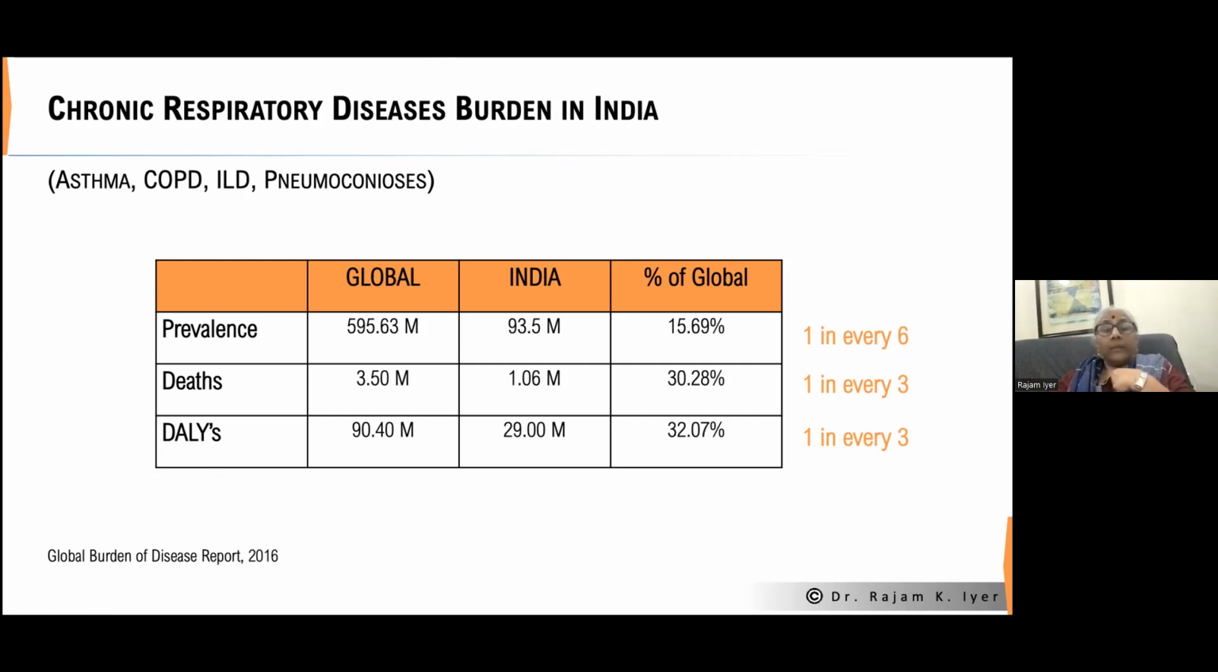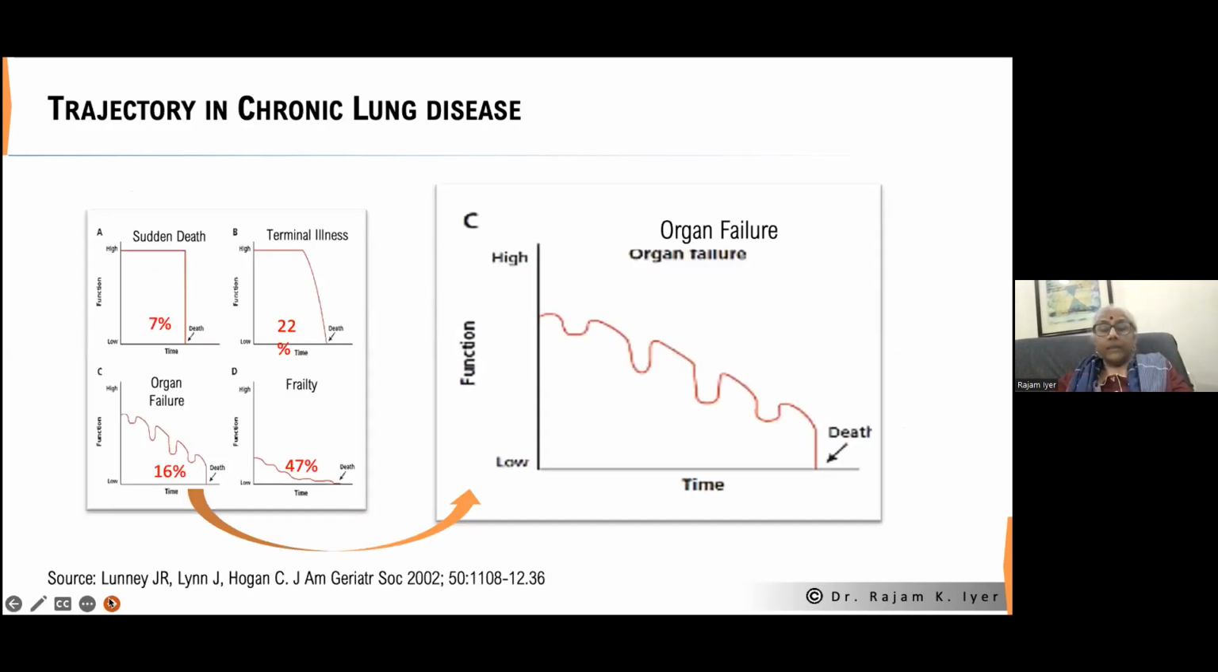Going ahead, this burden, which includes all the chronic respiratory diseases, asthma, COPD, ILD, and occupation related diseases, is a lot in this country. We really do deal with a lot of patients; of the world's burden, a third is in this country.